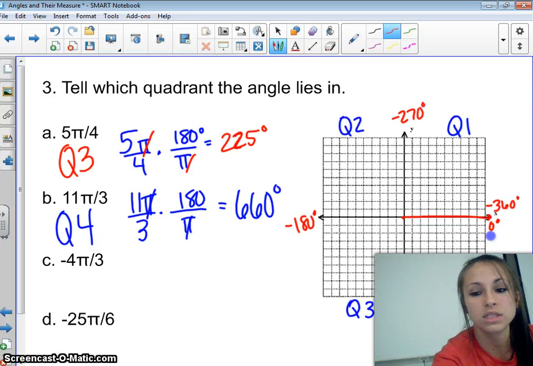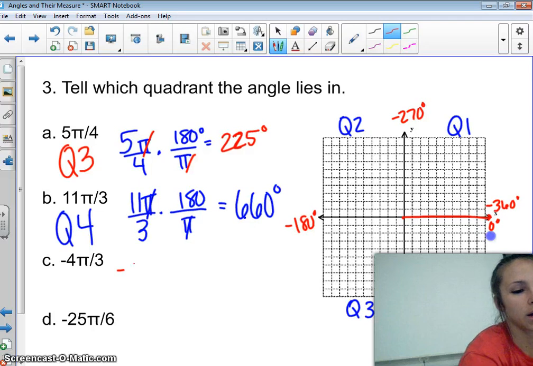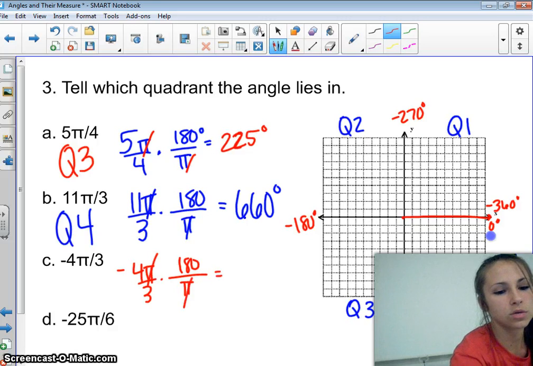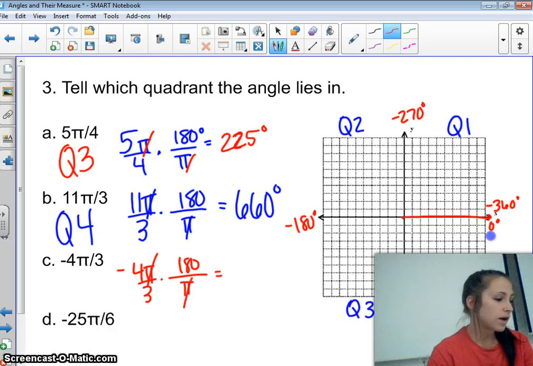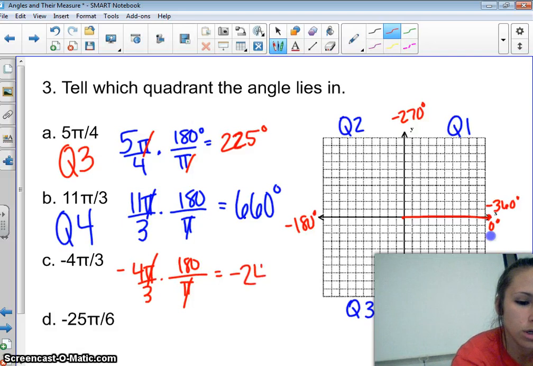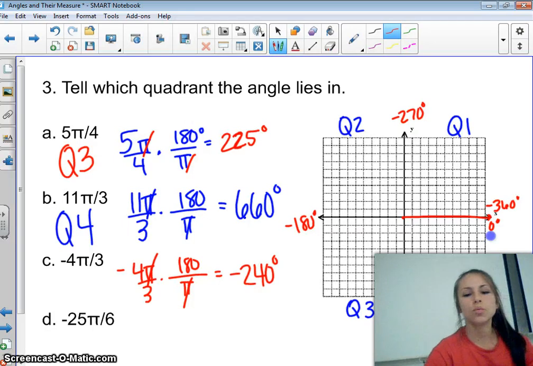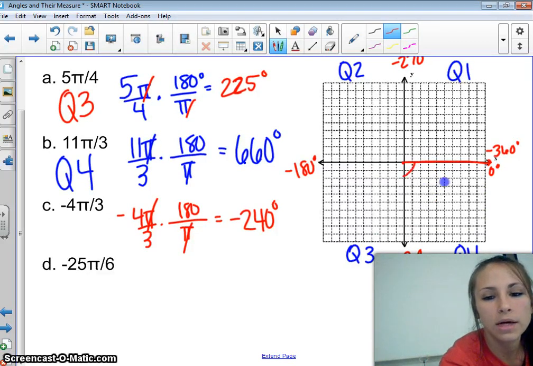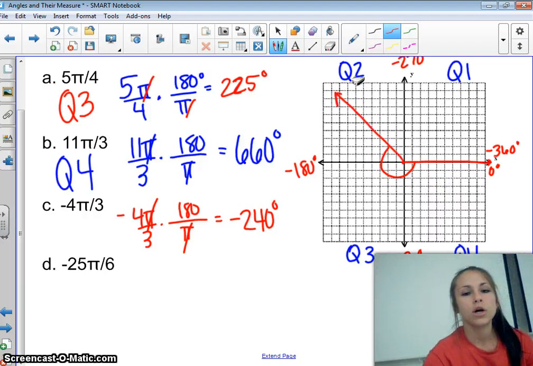And so negative 4 pi over 3, if I convert, I'm going to multiply by 180 over pi. Pi's cancel. And so the negative 4 times 180 divided by 3 is just going to be negative 240 degrees. And so when I rotate this around, I'm going to rotate it down this way. So negative 240 would go past 180, not past 270 though, so it would be in quadrant 2.